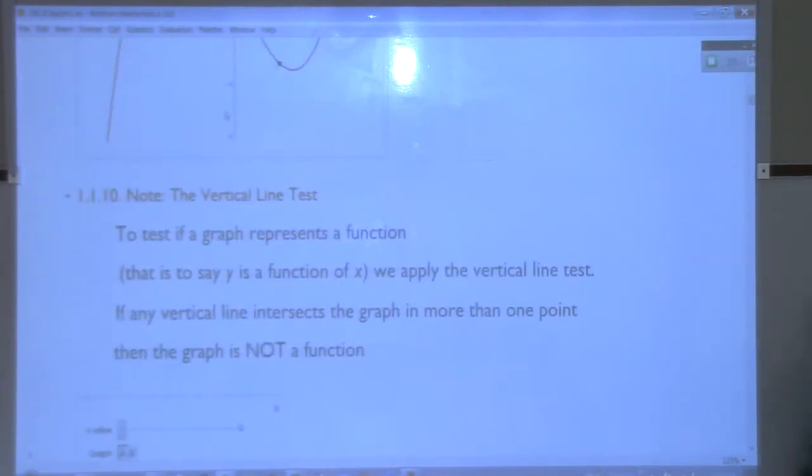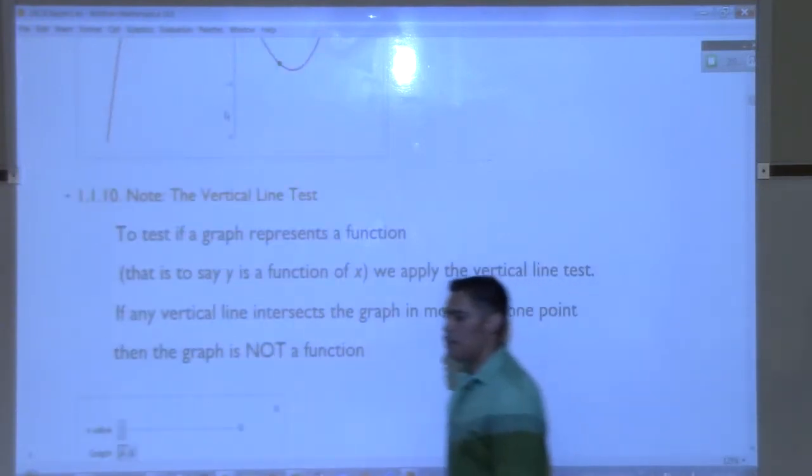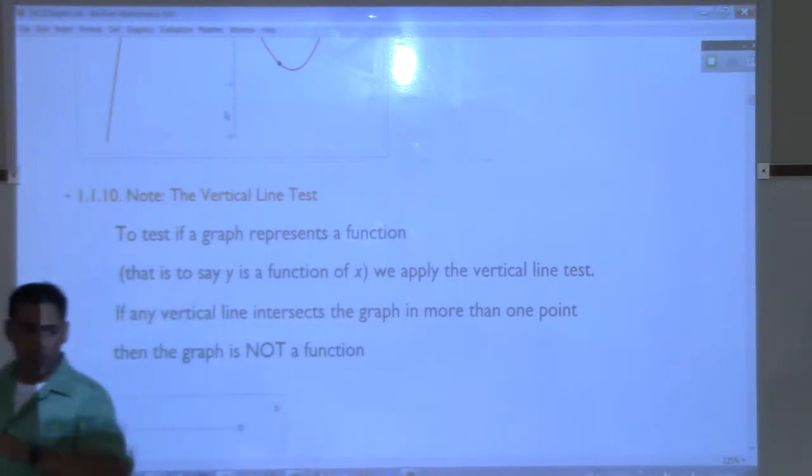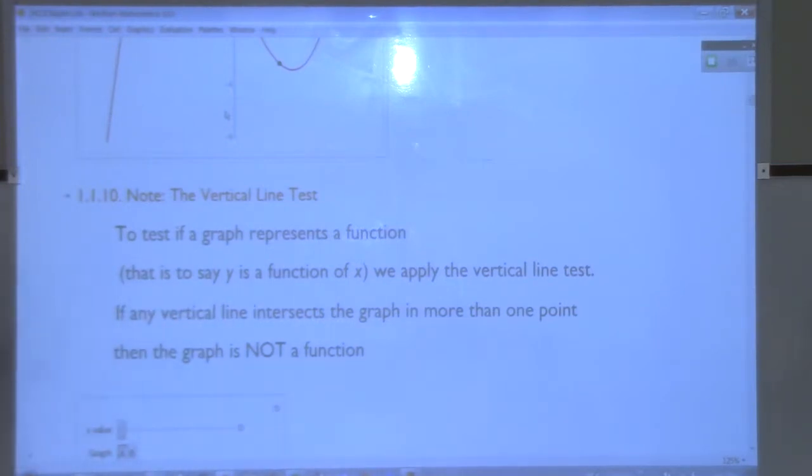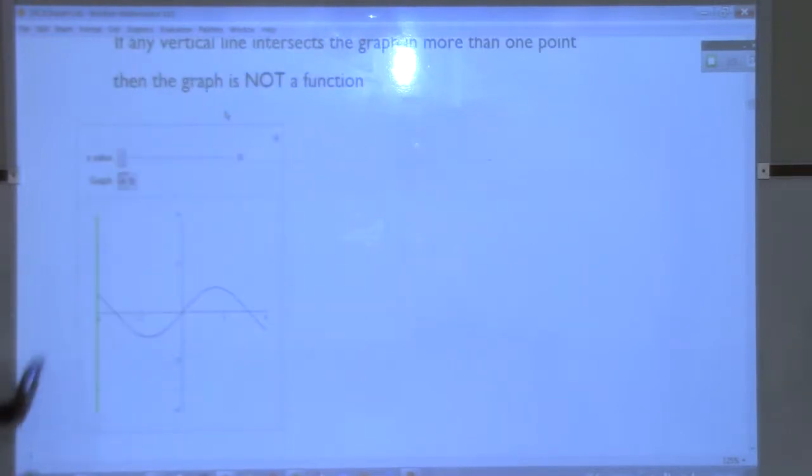Now, remember the vertical line test? The vertical line test is what you do when you look at a graph of something. You run the vertical line test to determine whether or not it is a function. What has to happen is this vertical line that you use can only hit the graph one time, right? So like here, this would pass the vertical line test, wouldn't it? Yeah. Okay, so that is a function of x.